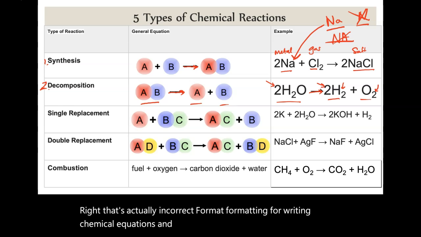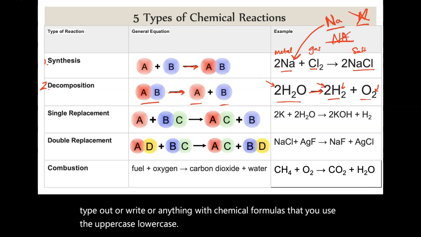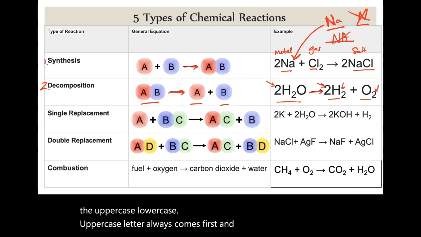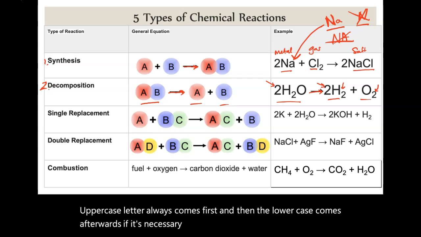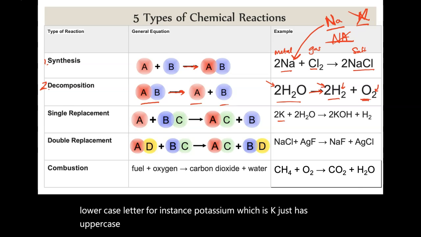So make sure that when you type out or write anything with chemical formulas that you use the uppercase letter always first, and then the lowercase comes afterwards if it's necessary. Of course, not always do you have a lowercase letter. For instance, potassium, which is K, just has uppercase K. Oxygen is just an uppercase O.